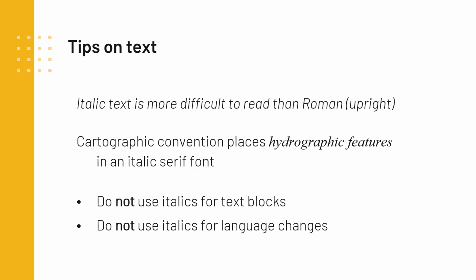Some additional tips on text. Italic text is more difficult to read than Roman or upright text, but it is important to note that it is cartographic convention to place hydrographic features in an italic serif font. If it's in a black and white or gray shaded map, then it should be at 70% gray. If it is in a color map, then it should be a shade of blue darker than your water. As a general rule, do not use italics for text blocks and also do not use italics for language changes.